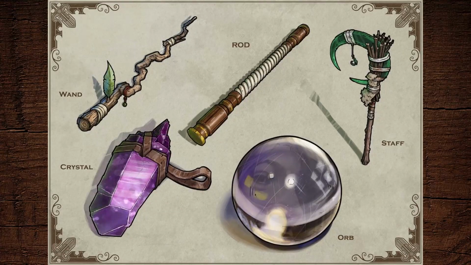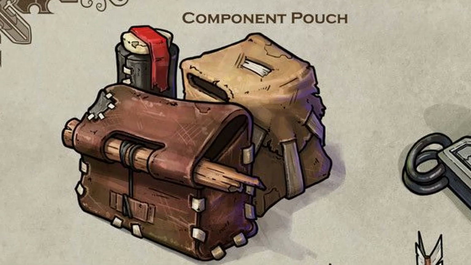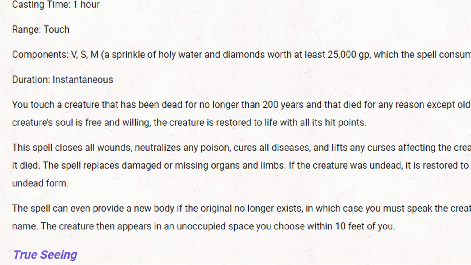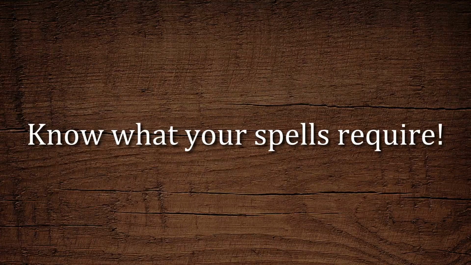If you have an item known as an arcane focus or a component pouch, you don't need to provide material components unless the materials have a specific cost associated with them. Once again, the spell entry will specify this. It's important to know what components are required, as some circumstances would prevent you from casting the spell.